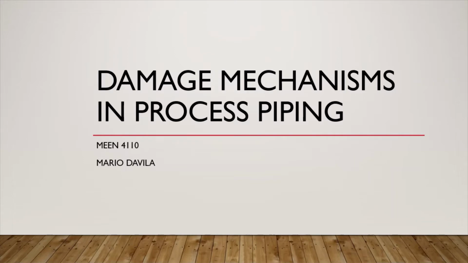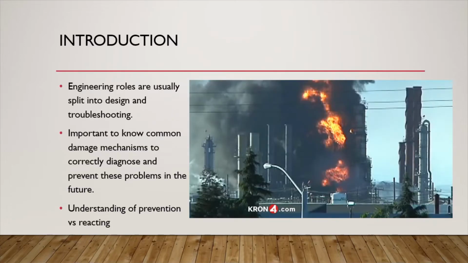For my topic, I ended up choosing to present over the common damage mechanisms in process piping, so let's begin. Engineering roles are usually split between either designing components or troubleshooting certain types of problems. Either way, knowing common damage mechanisms will apply to most industries an engineer can work in, because if you're not troubleshooting and trying to find the root cause failure of a problem, you can use this knowledge to anticipate what operating conditions your component will be exposed to and design around it.